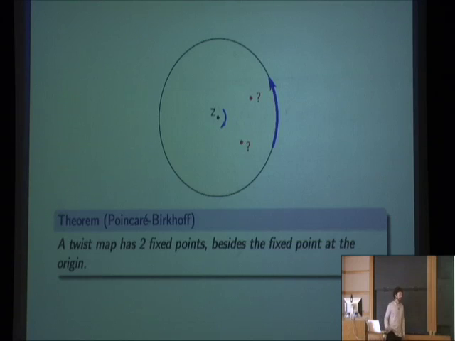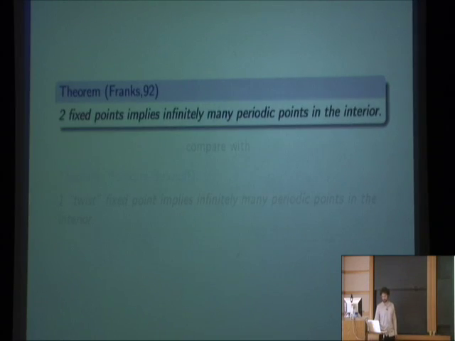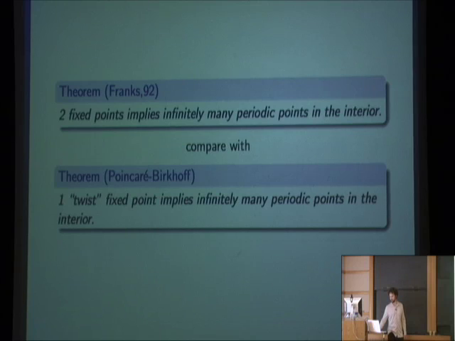On the other hand, if the map you get is not a twist, then what do you do? And it wasn't until there was a breakthrough in the early 90s when John Franks proved the following. One way of stating this, again he stated it for the annulus, is that for a disk, two fixed points implies infinitely many periodic points in the interior. Just to compare again with what you get from the Poincaré-Birkhoff theorem, you only need one fixed point, but with a twist condition, which also implies infinitely many.